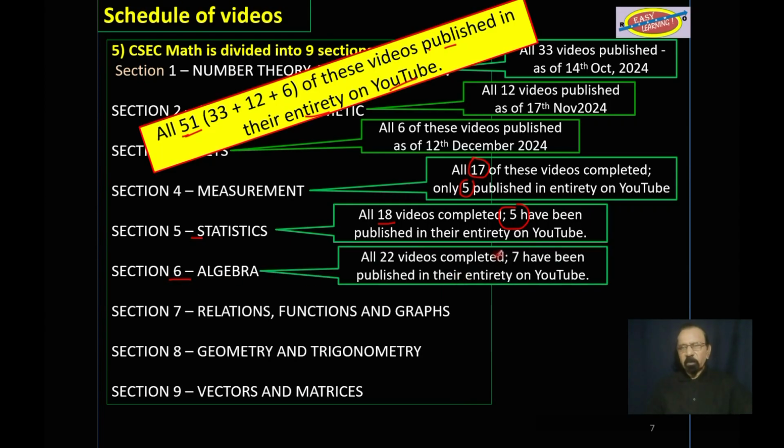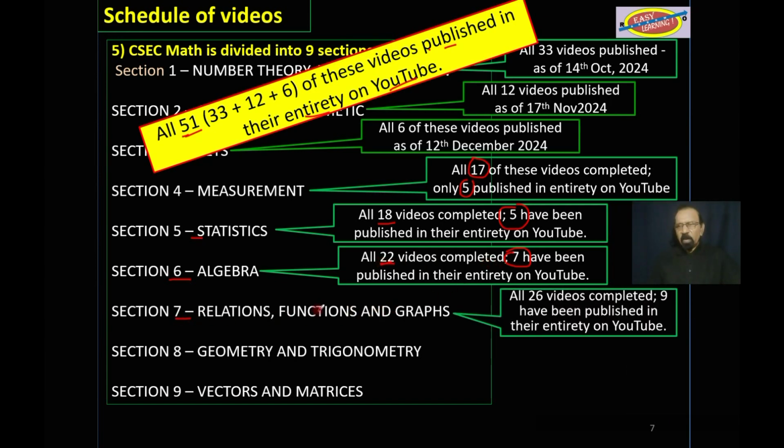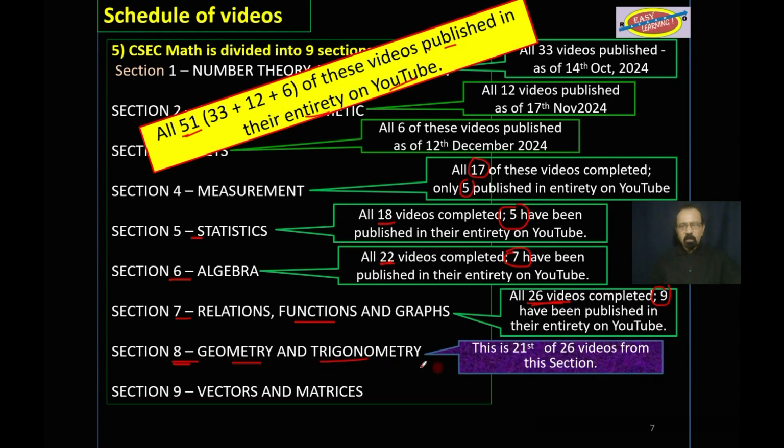Section 6, algebra, 7 of those videos out of 22 have been published on YouTube in their entirety. Section 7, relations, functions, and graphs, 9 of these videos have been published on YouTube in their entirety. That is 9 out of 26. And we are now at section 8, geometry and trigonometry. This is the 21st of 26 videos from this section.